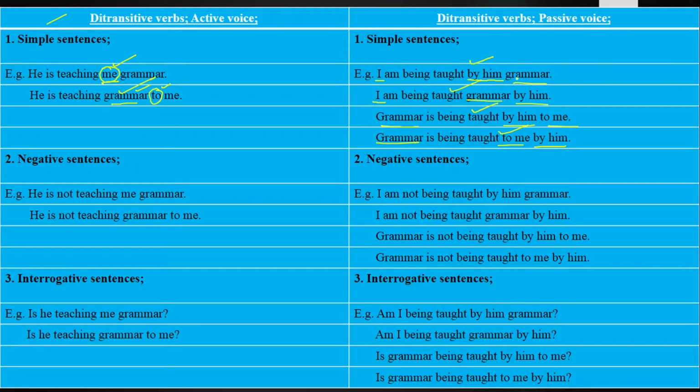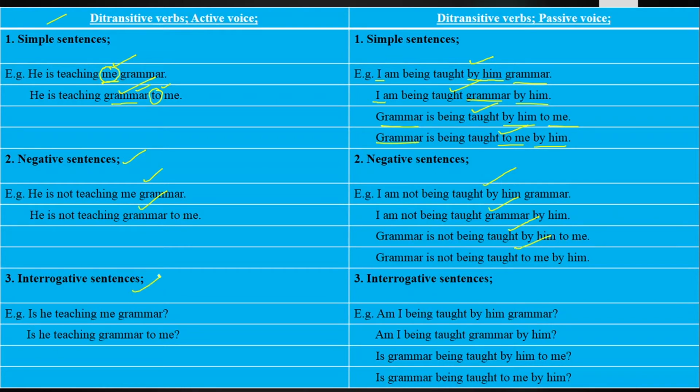Like I am being taught by him grammar, I am being taught grammar by him, grammar is being taught by him to me, grammar is being taught to me by him. Negative sentences, those sentences in which we deny the statement, reject the statement and refuse the statement are called negative sentences. He is not teaching me grammar, he is not teaching grammar to me. I am not being taught by him grammar, I am not being taught grammar by him. Grammar is not being taught by him to me. Grammar is not being taught to me by him.